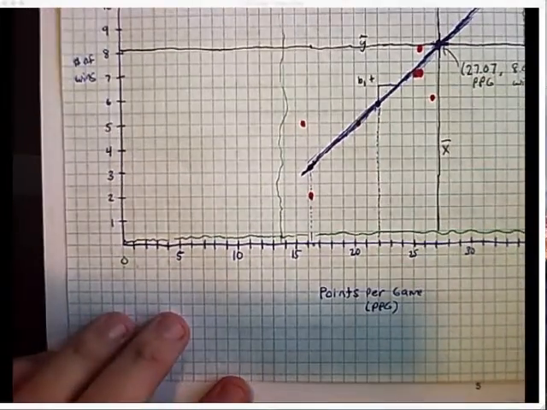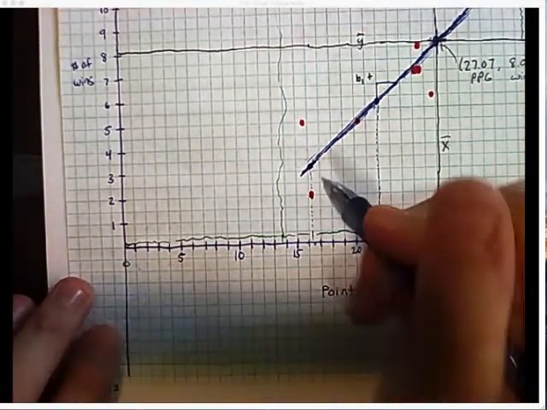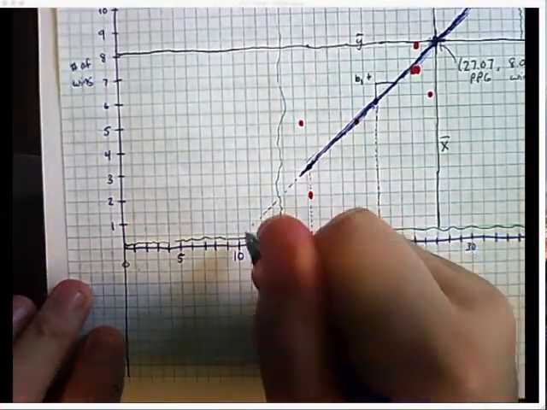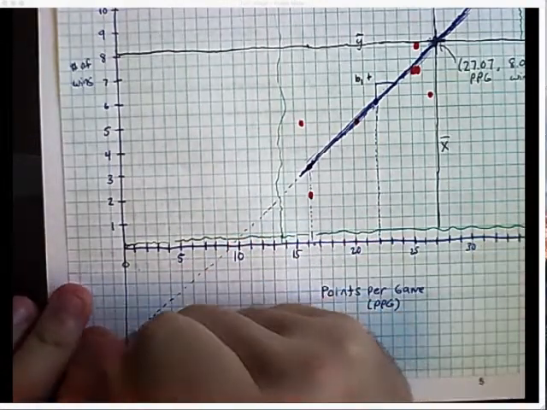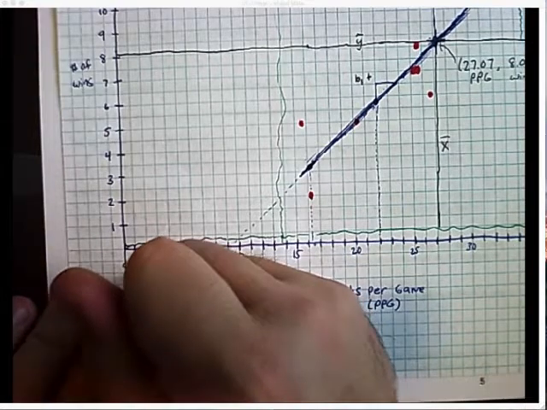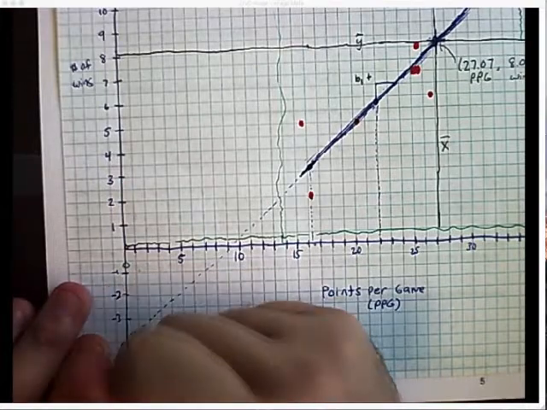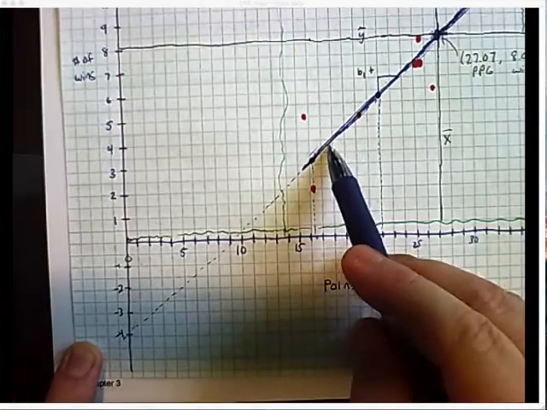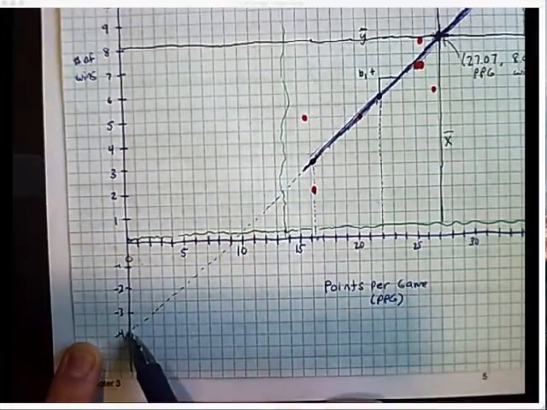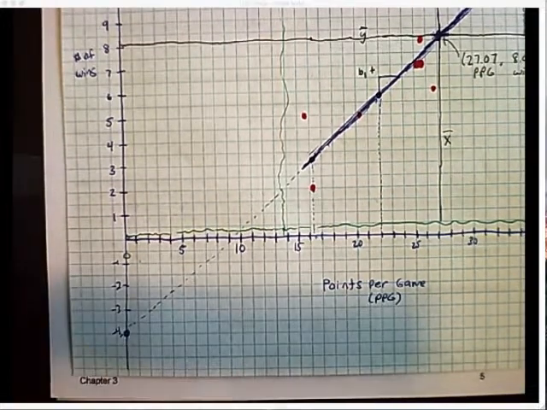What would the Y-intercept be? If I were to extend this line down, let's see, that would be -1, -2, -3, that would be -4. So if we were to extend this regression line down until it hit the y-axis, the y-intercept here would be -4.